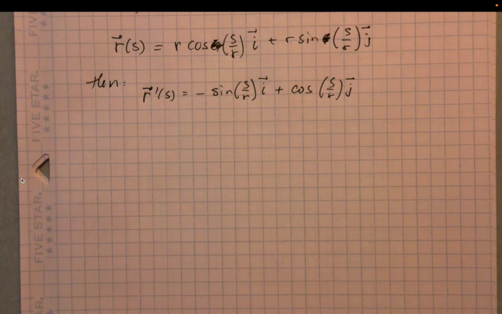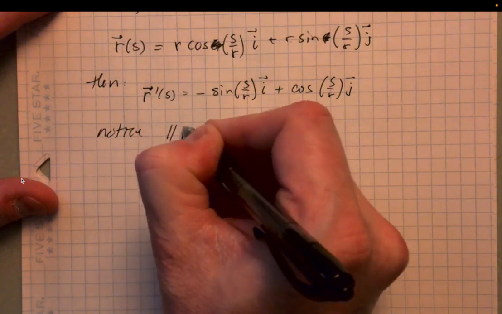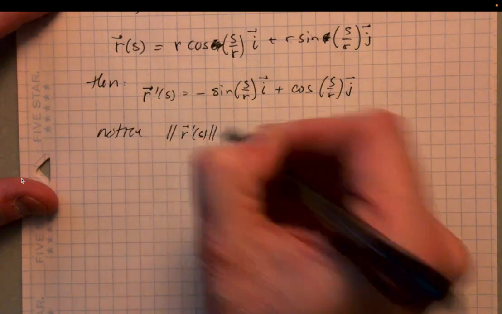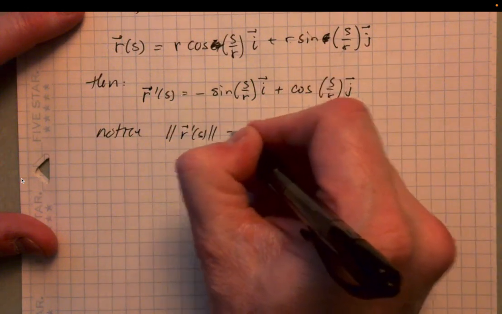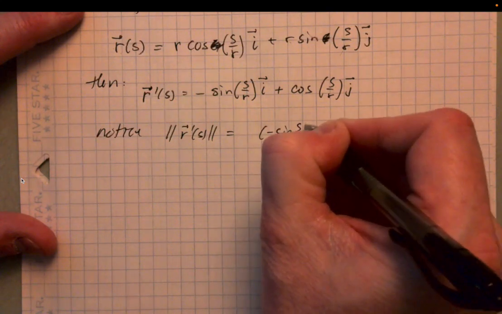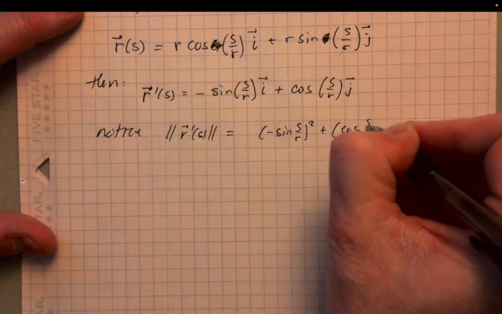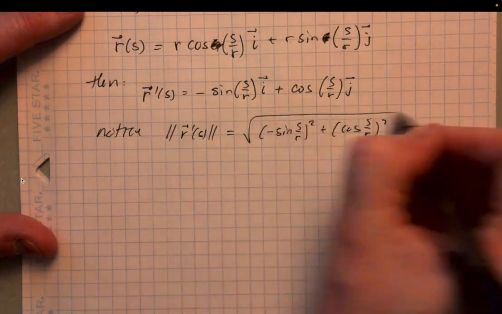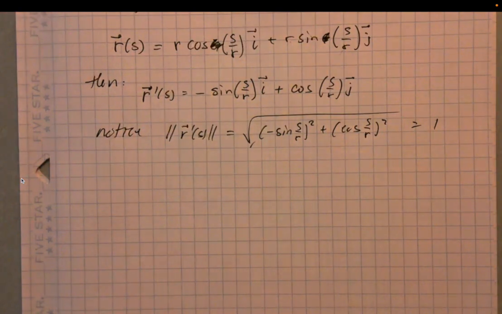It should be kind of obvious, but notice here that the norm, as we said it would be, is equal to 1. In this case, it's negative sine of s over r squared plus cos of s over r squared, and that's just sine squared plus cos squared equals 1. Okay, so we've got that piece, just double checking that.